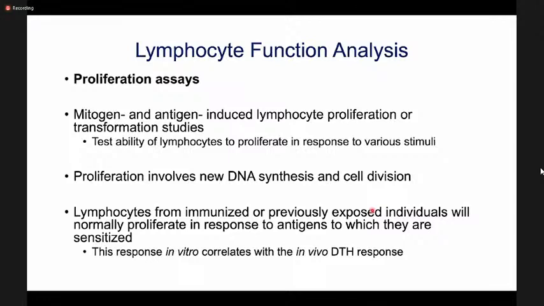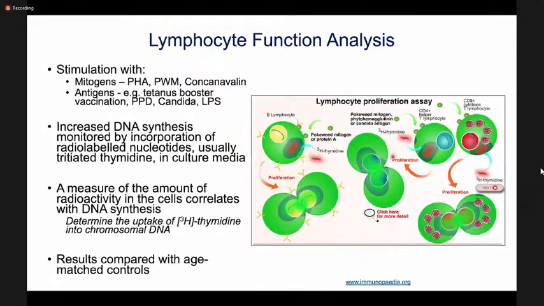And then, proliferation would involve DNA synthesis and cell division. So they use certain, I think radiation, to be able to detect that there's proliferation, okay? So yeah, this is what we're talking about. So they incorporate here a radiolabeled nucleotide, okay? So of course, when the cells are proliferating, they'll take up these nucleotides so that they can form new DNA, okay? And usually the nucleotide they use is the tritiated thymidine.